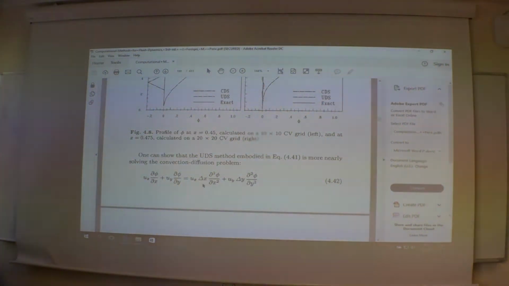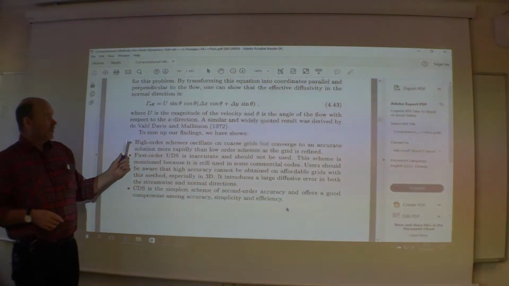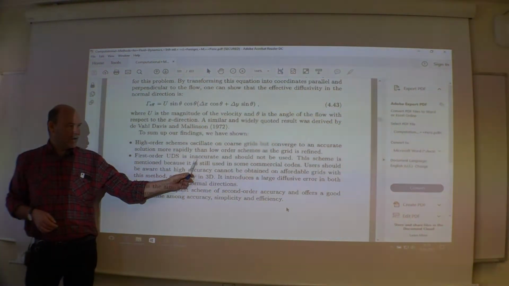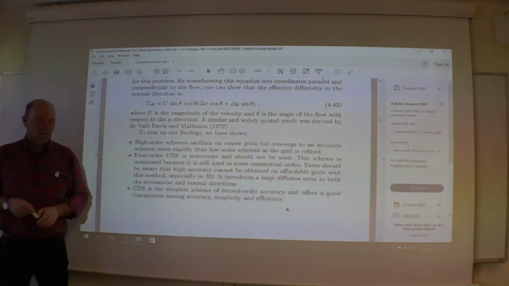Yeah, we can have a look at that one. Before, I just wanted to show you here the conclusion: the first order upwind scheme is inaccurate and should not be used. That's the conclusion. Never, ever.